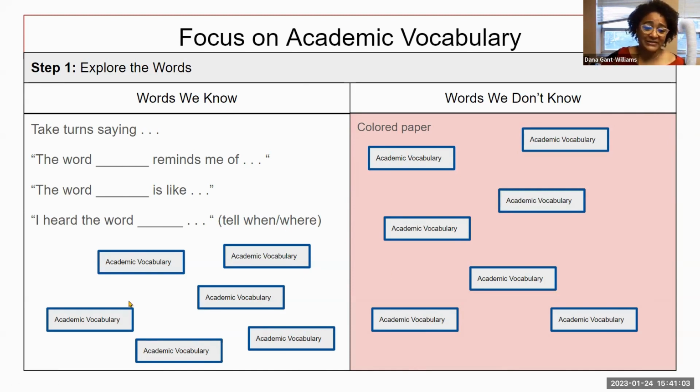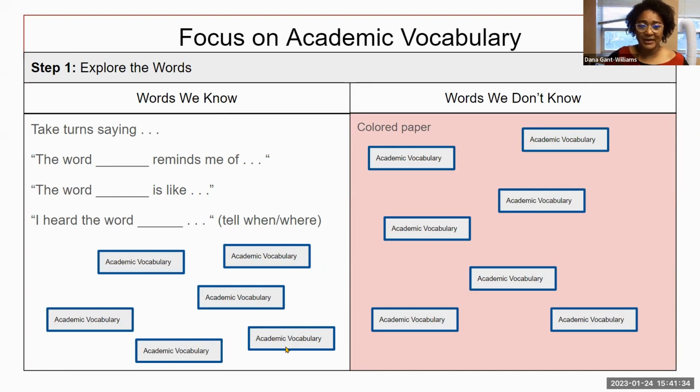But for the words they do know, you'll give the students their directions. They're going to take turns making a self-to-vocabulary connection by taking the word and saying, the word blank reminds me of whatever it is in his or her life, the word blank is like, or I heard the word blank, and they'll tell when or where they heard that particular word.